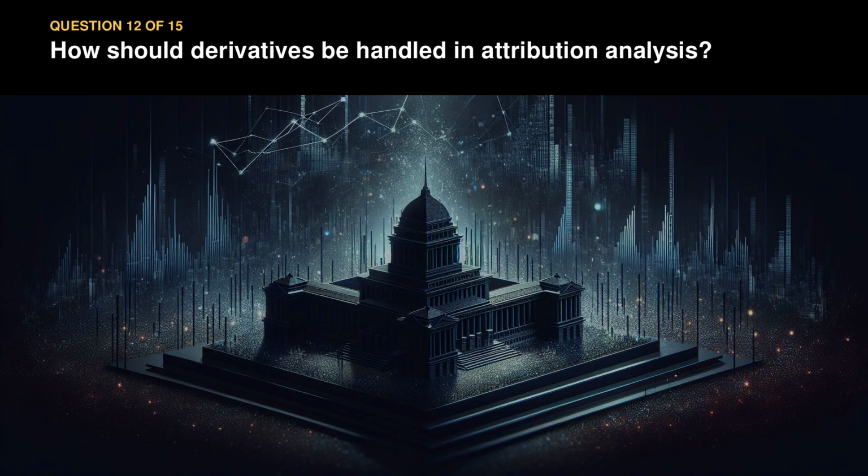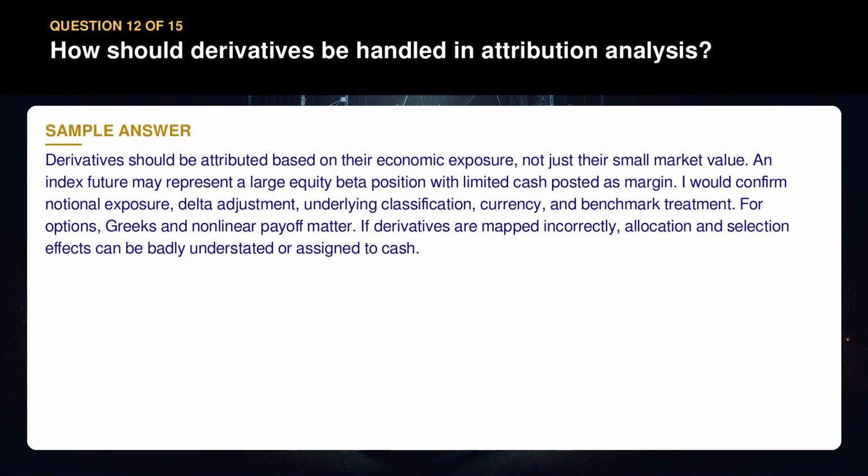Question 12. How should derivatives be handled in attribution analysis? Derivatives should be attributed based on their economic exposure, not just their small market value. An index future may represent a large equity beta position with limited cash posted as margin. I would confirm notional exposure, delta adjustment, underlying classification, currency, and benchmark treatment. For options, Greeks and nonlinear payoff matter. If derivatives are mapped incorrectly, allocation and selection effects can be badly understated or assigned to cash.